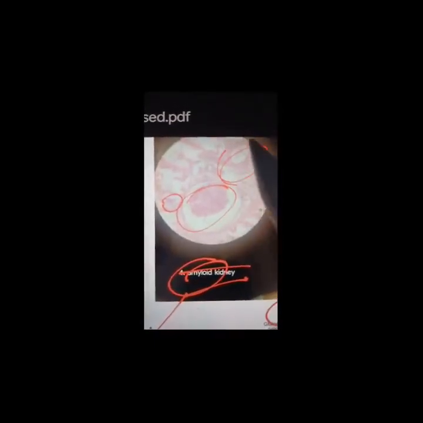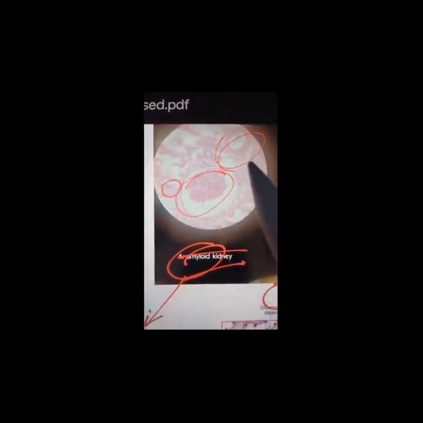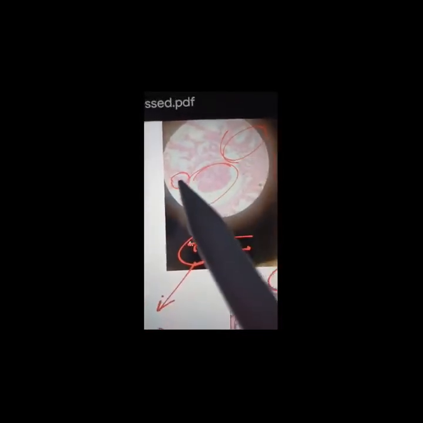And here you can see the glomerular deposit, then the deposit in the interstitial vessel, and this is the amyloid cast.